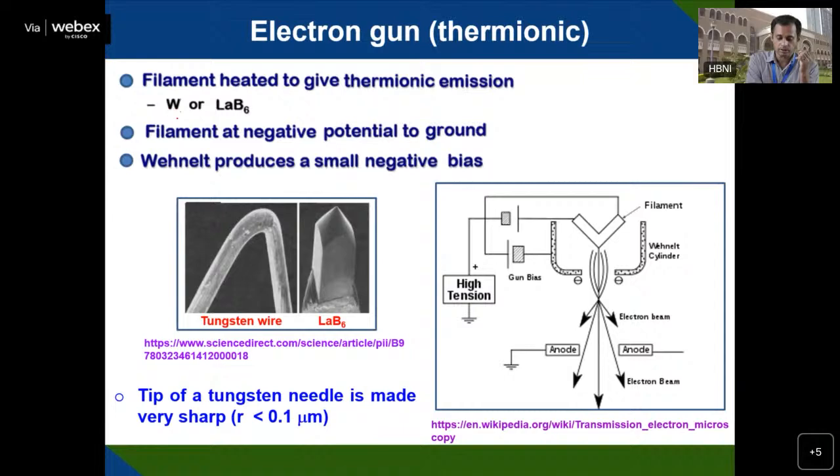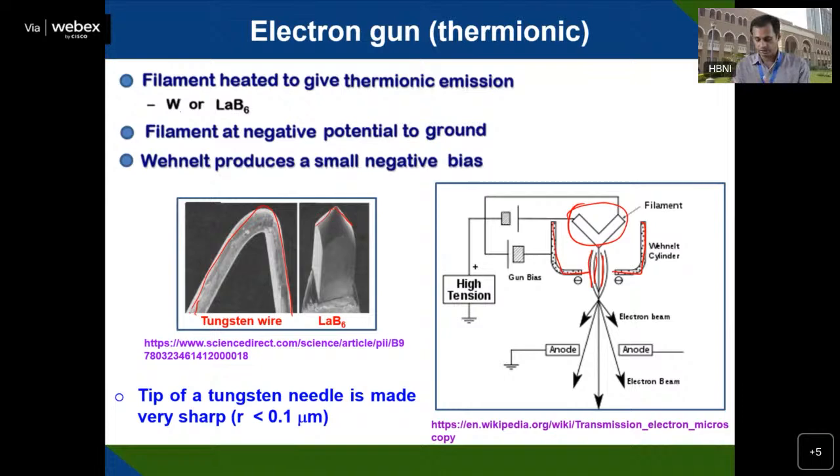You can see this is a tungsten filament, how it looks, and it's a LaB6 pointed tip in the case of LaB6. In the whole assembly we keep here, you can see this is the Wehnelt cylinder, inside that this source is placed. The Wehnelt produces a negative bias. Because of that negative bias, the electrons come out and attain sufficient kinetic energy, pass through the magnetic lenses and finally fall on the sample.